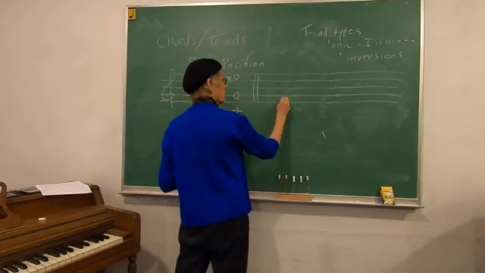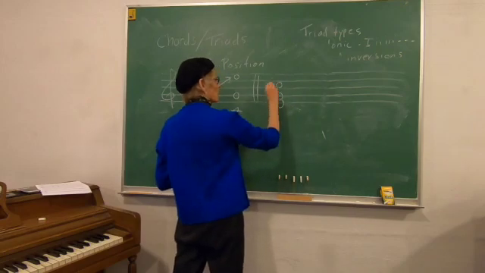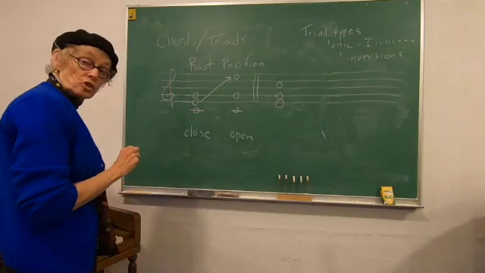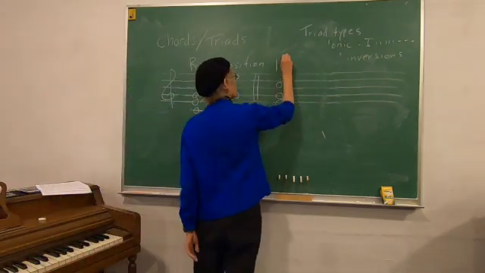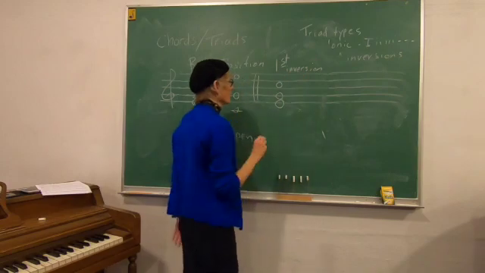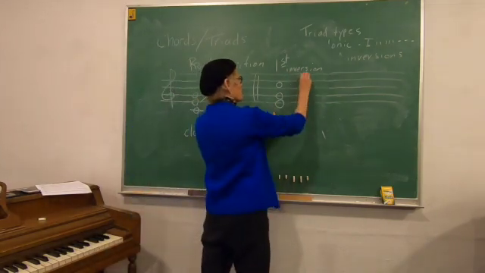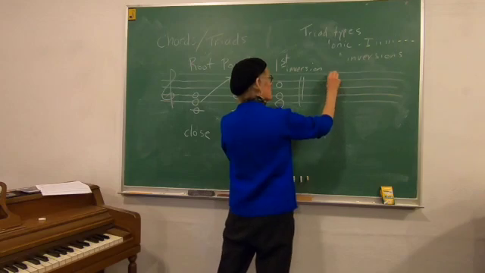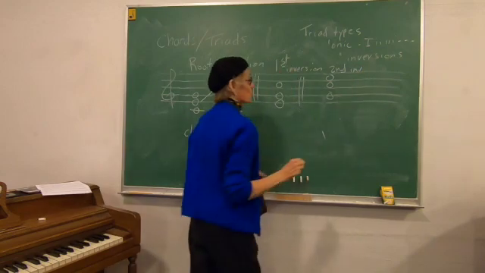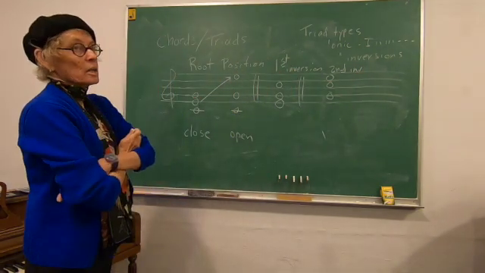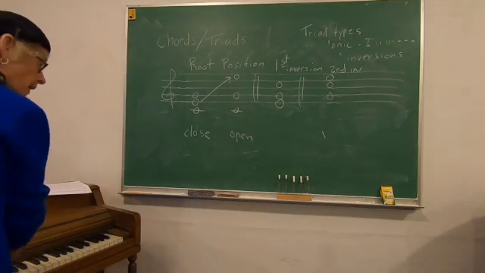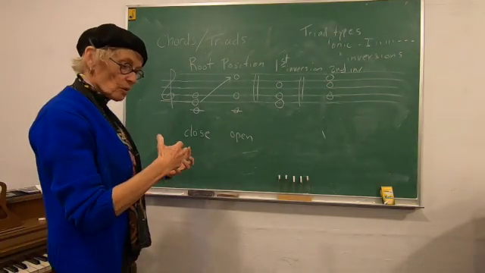If I play the E on the bottom and play it in this position with the E and the G and the C on the top, this is called first inversion. And there's one more possible position with the G on the bottom, and that's called second inversion. And when we're arranging, the inversions of the chords are where we get these beautiful connections from one chord to another.